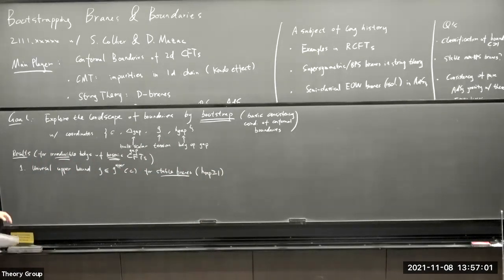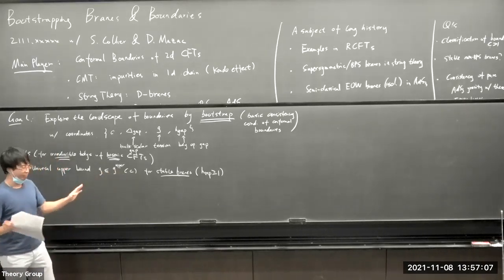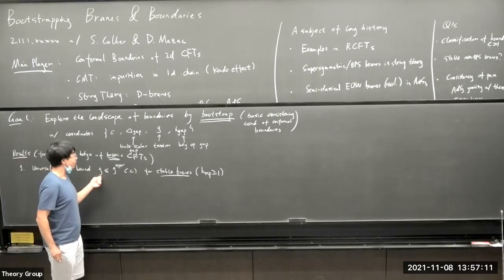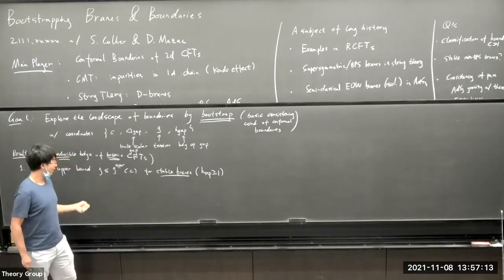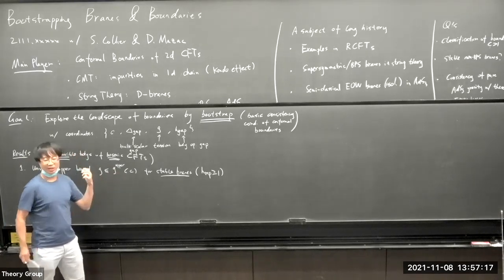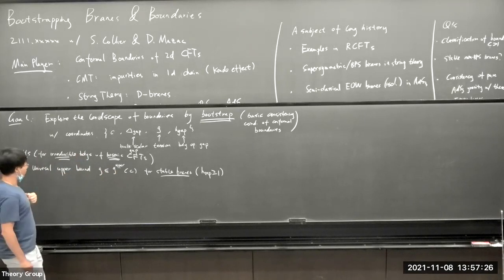Okay. And how should you interpret this bound? It tells you that, for example, given a central charge, you don't need to specify the CFT. It tells you that if your boundary entropy for the given boundary condition has a g, the brane tension, above this value, it has to be able to decay. It cannot be stable. It has to contain an open string tachyon in the open string spectrum. And if you turn that on, that will trigger an RG flow.